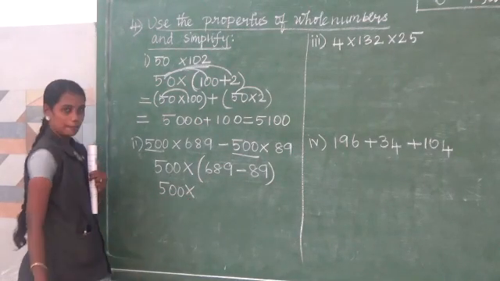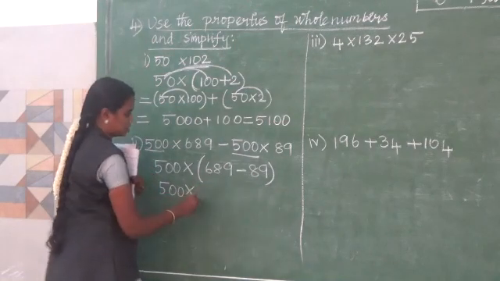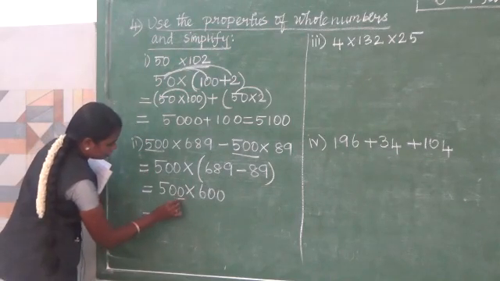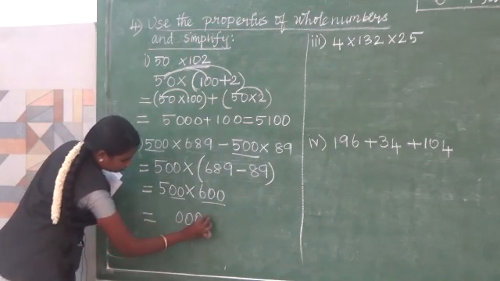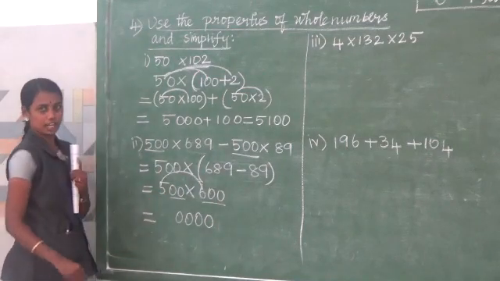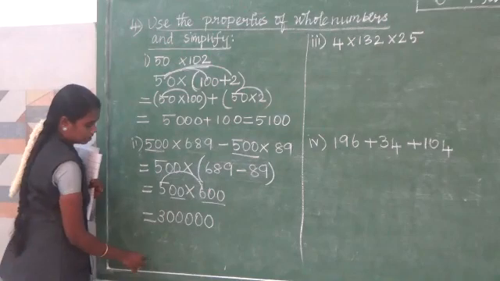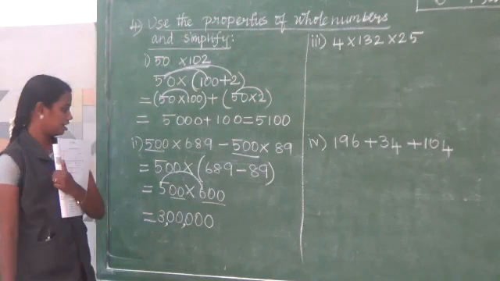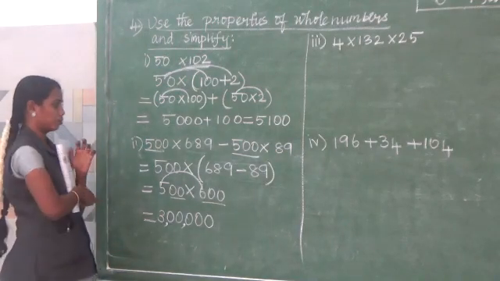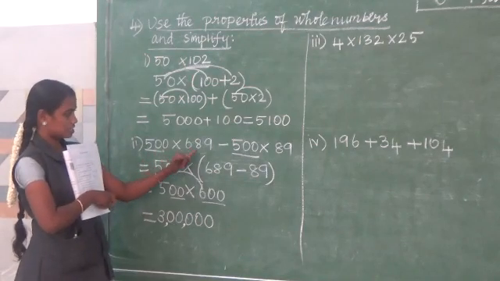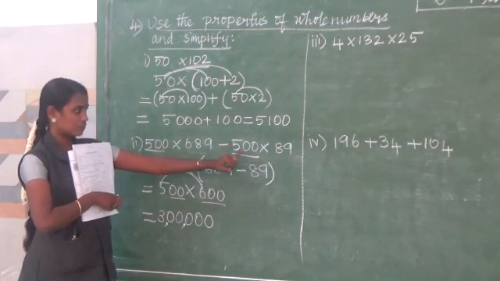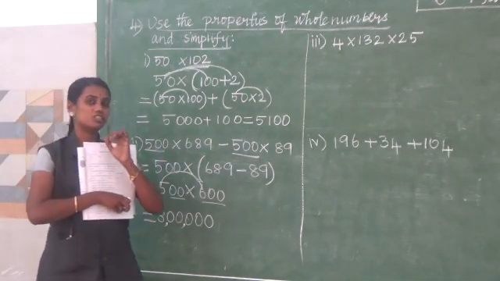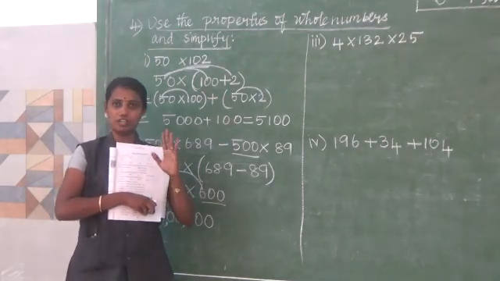So now solve 500. First preference for the bracket. 689 minus 89 is 600. Now count the zeros. 4 zeros, put 4 zeros. Multiply the number, 5 sixes are 30. So how will you read this? 3 lakhs. What is the answer? 3 lakhs. Once again I tell you how to find the property, listen. 500 into 689 minus 500 into 89. Here multiplication and subtraction are there, so it is distributive property of multiplication over subtraction.